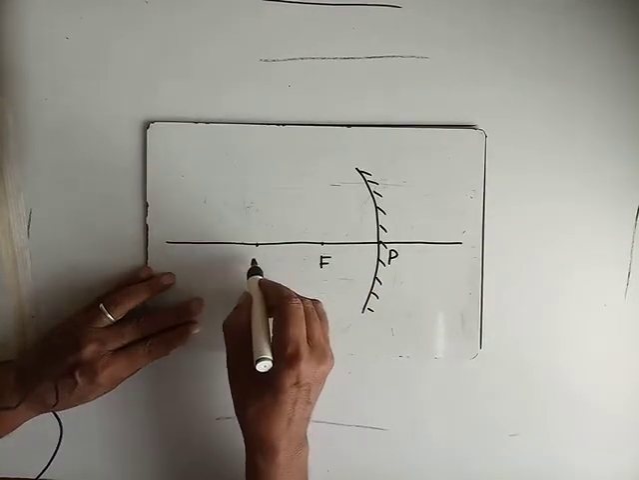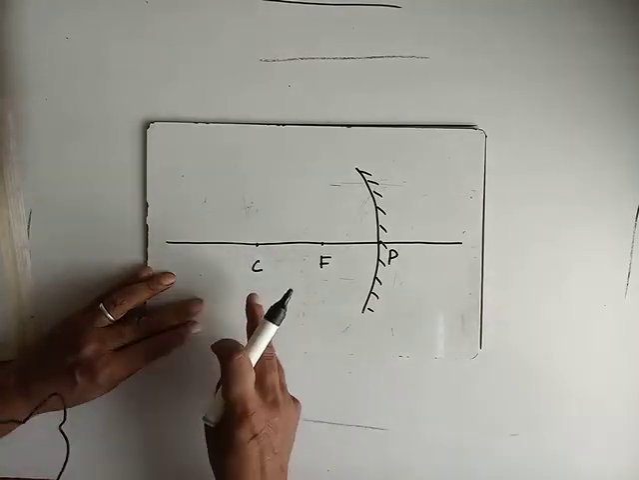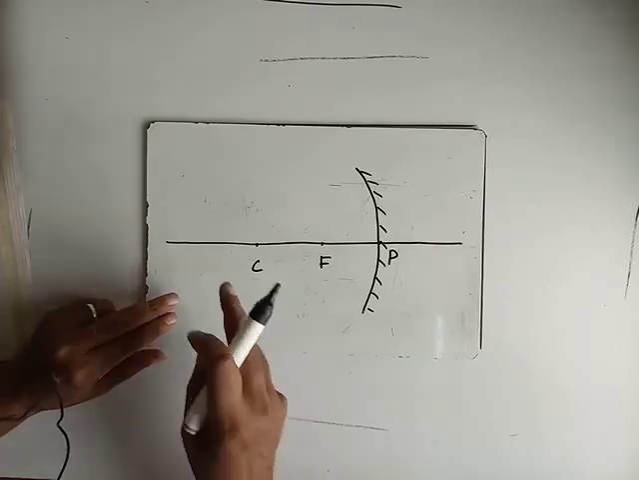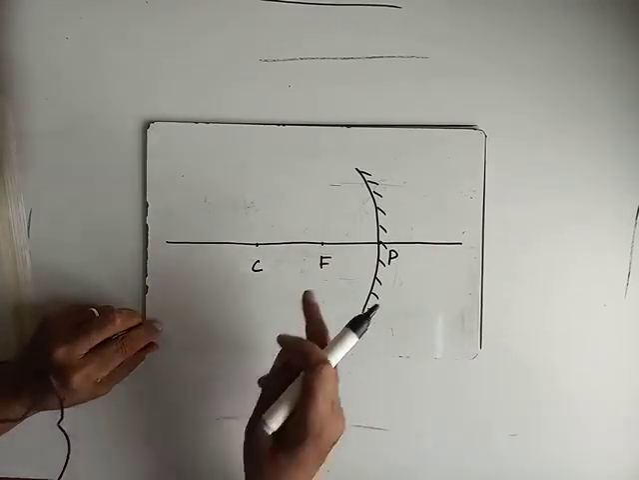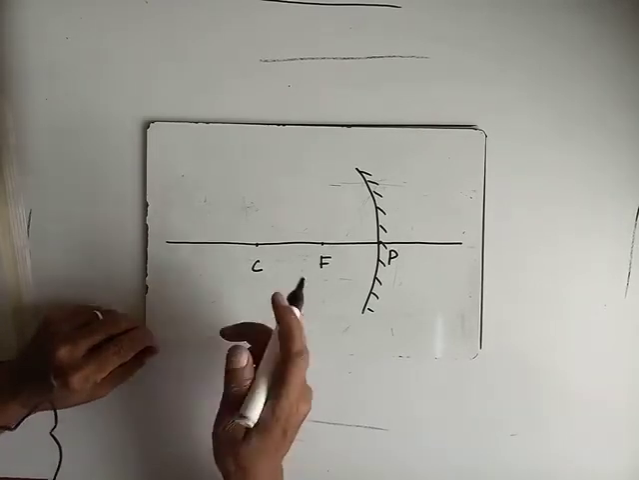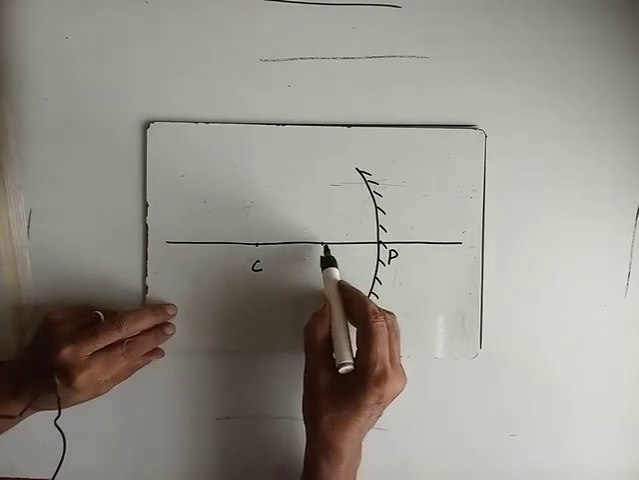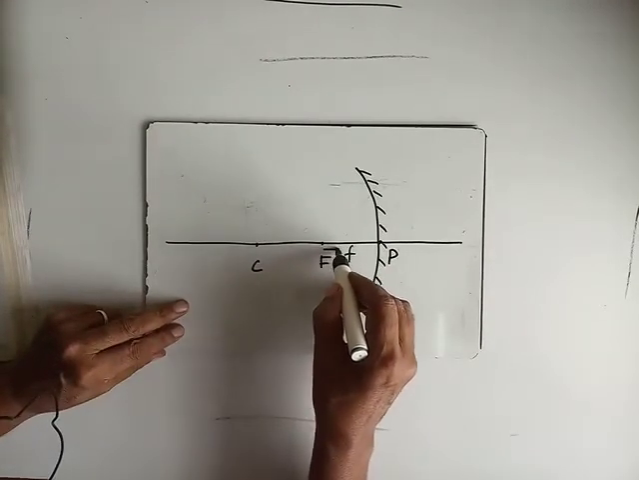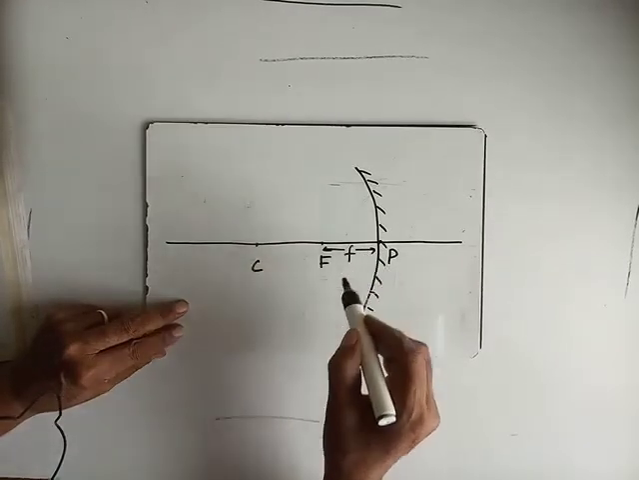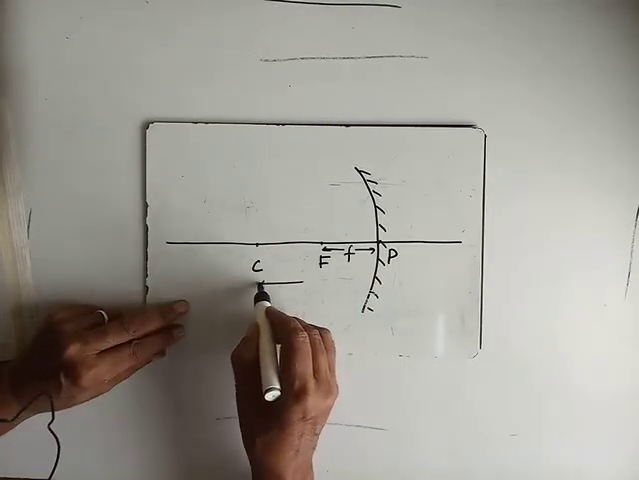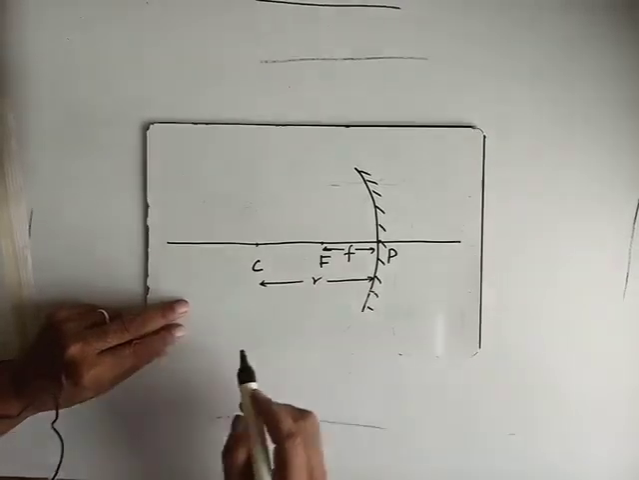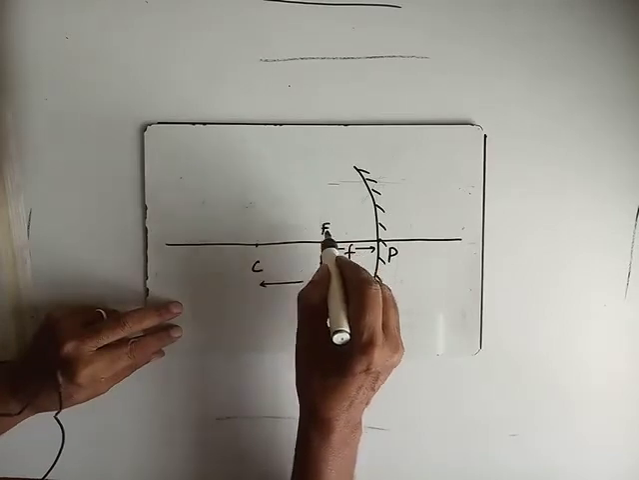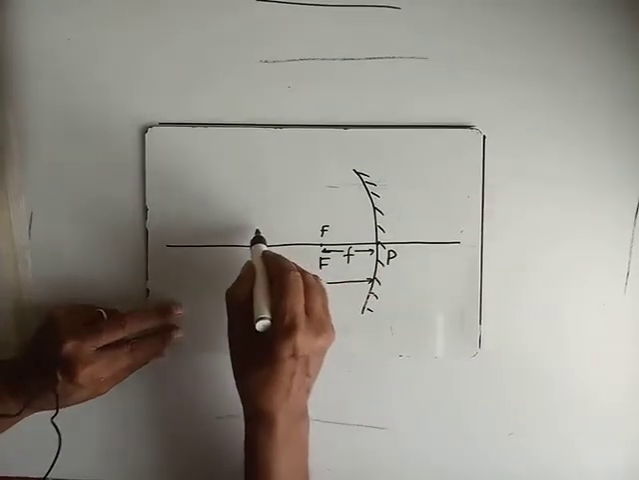Focus is a point where all the rays converge after reflection, and this is the center of curvature. From the pole to the focus is called the focal length, and from the pole to the center of curvature is called the radius of curvature. Let me write here: focus, and this is the center of curvature.